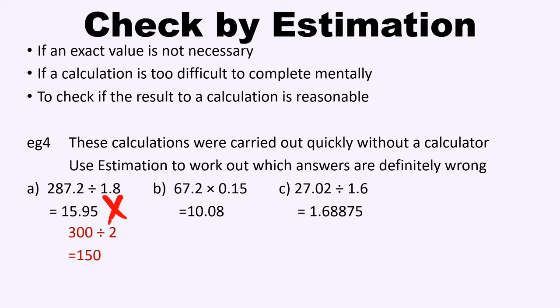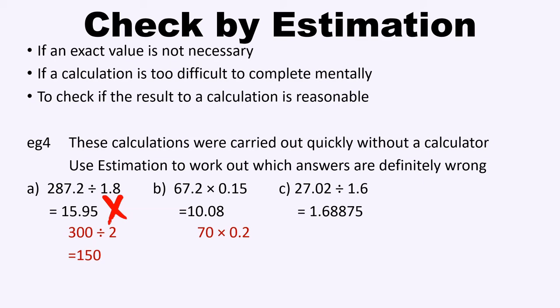Let's try this next one. 67.2 times 0.15. Again, this multiplication, which has got decimals in it, is going to be difficult for me to do in my head. I would at least need to write it down. But does it make sense that it would be approximately 10.08? Let's try an estimation to check. 67.2 is approximately equal to 70, and 0.15 is approximately equal to 0.2.